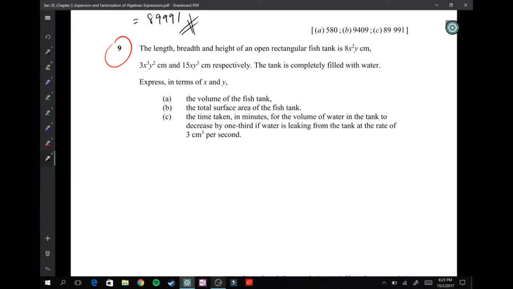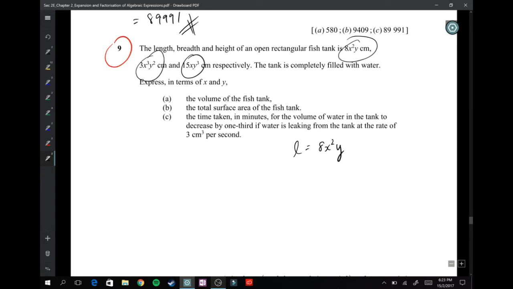Now, the length, breadth, and height of an open rectangular fish tank are 8x square y cm, 3x cube y square and 15xy cube cm respectively. So we're going to write it down. L equals 8x square y. Breadth equals 3x cube y square, and height equals 15xy cube. So we have these three pieces of info, right? Find the volume. Volume is just take these three, multiply together, because V equals length times breadth times height.